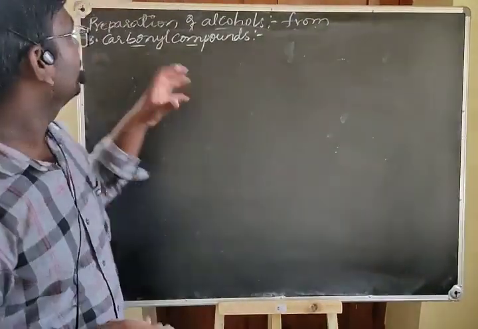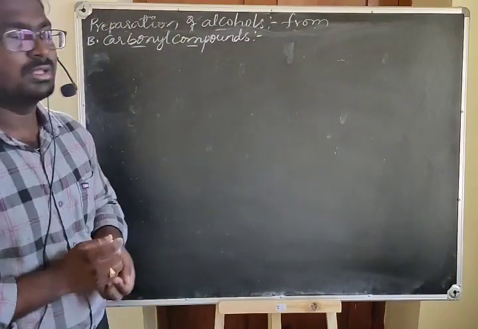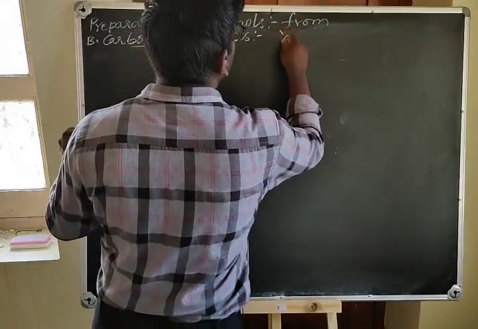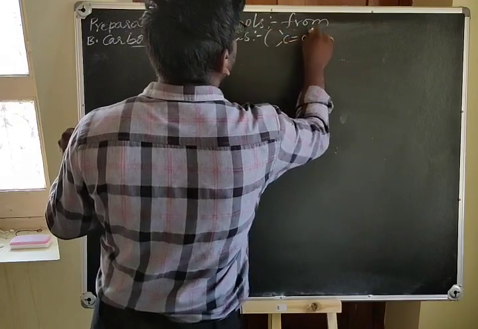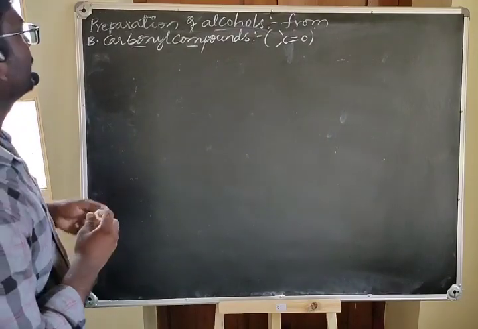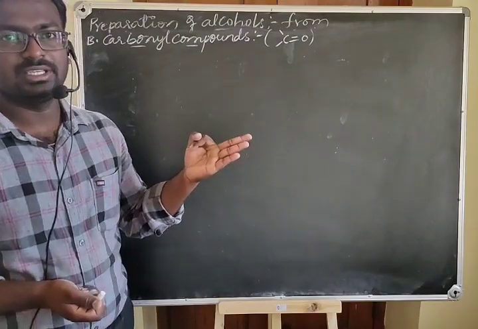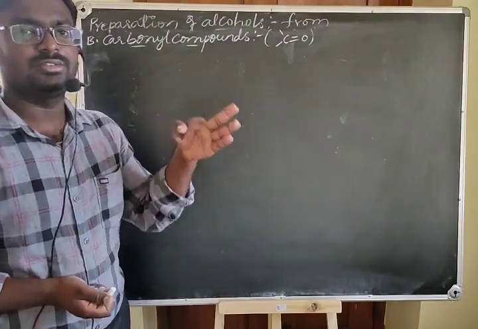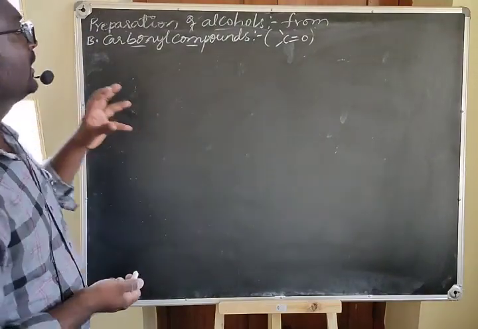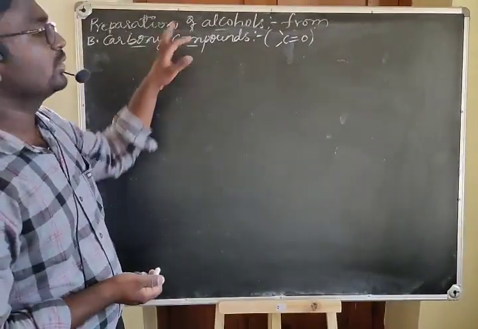Dear students, now we shall discuss the preparation of alcohols from carbonyl compounds. We know that carbonyl compounds are compounds containing the C double bond O group. Here we have 4 types of carbonyl compounds: one is aldehydes, the second is ketones, the third is carboxylic acids, which are different but also have a C double bond O group, and esters. Let us try to see the conversion of these carbonyl compounds into alcohols.